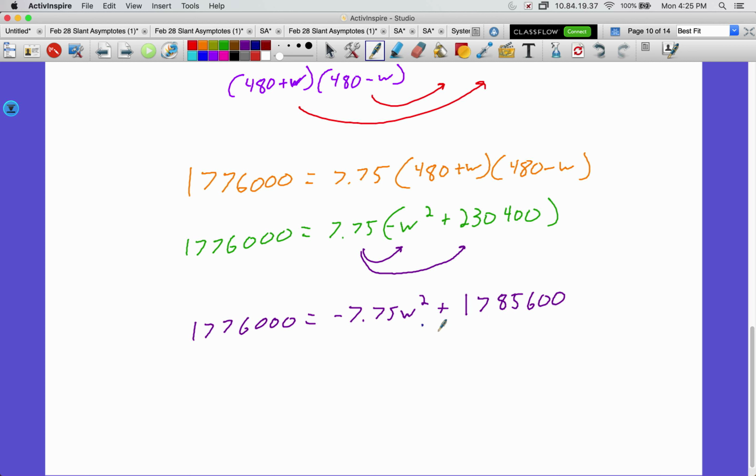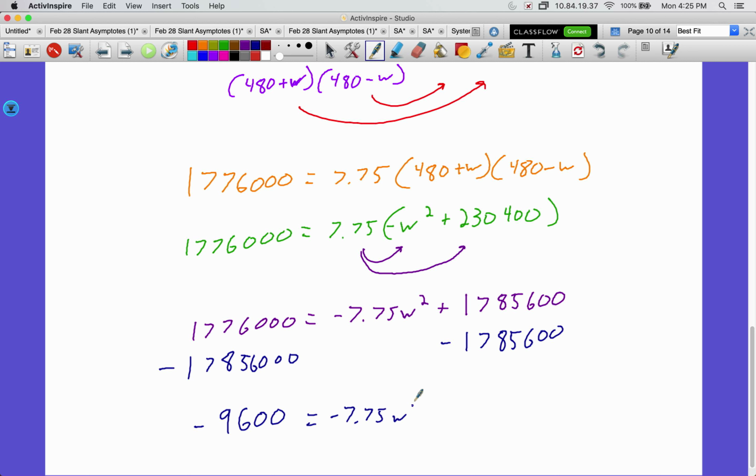can actually just move everything away from the W and solve by taking square roots. So subtract away this massive number from this massive number, 1,785,600 and 1,776,000. Minus, second answer, I get actually a smaller number, negative 9,600 equals negative 7.75 W squared.